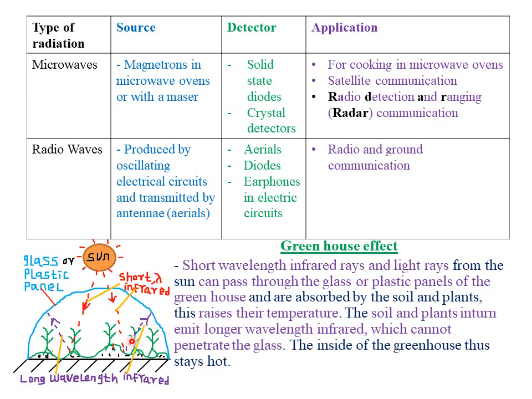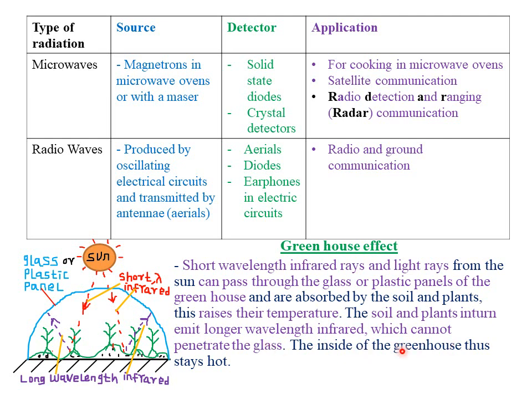So the long wavelength infrared rays that have been emitted by the plants and by the soil cannot penetrate through this particular glass, and that is why they are trapped within the glass or the plastic panel. So the soil and the plants in turn emit longer wavelength infrared which cannot penetrate the glass.